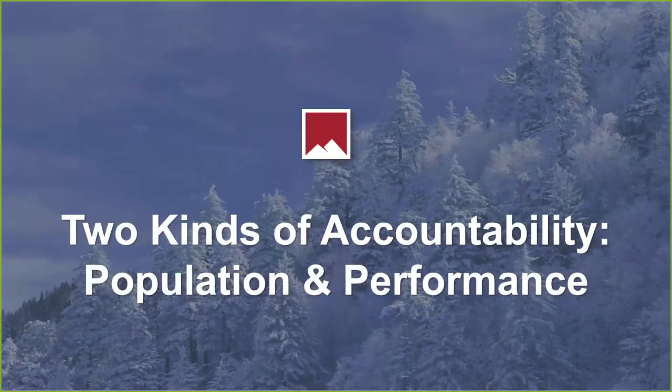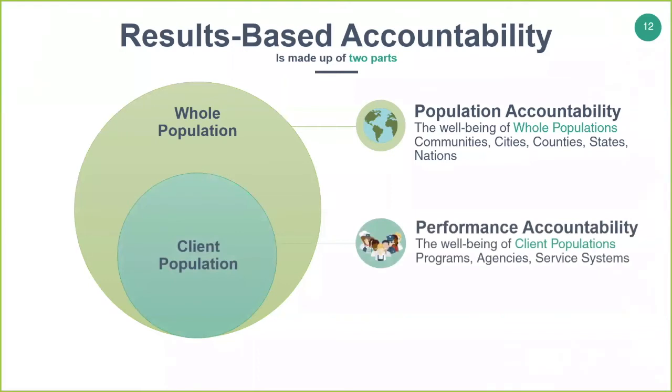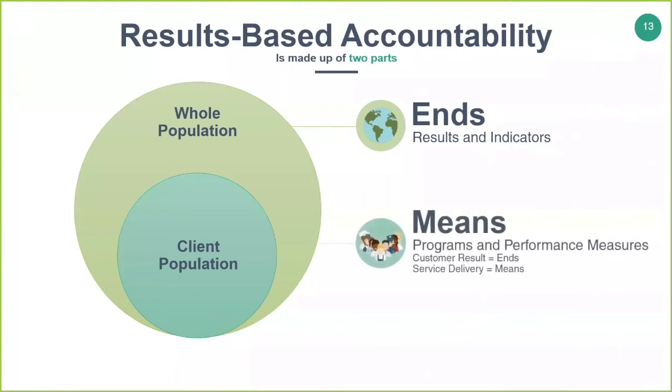So as I highlighted, two kinds of accountability, population and performance. The other way to think about it, we've got the entire population in a community, in a state, in a county, in a city, in a neighborhood, whatever population geographic area that you define, that's the whole population. And then the performance accountability focuses on the client population, the people we're actually serving with our programs, our activities, or our strategies. The other way to think about it is the whole population is the end result we're trying to achieve for the entire community. All kids, successful school life and work, families successful, whatever that may be. And the means are all the programs and activities that we're doing to help achieve that end.